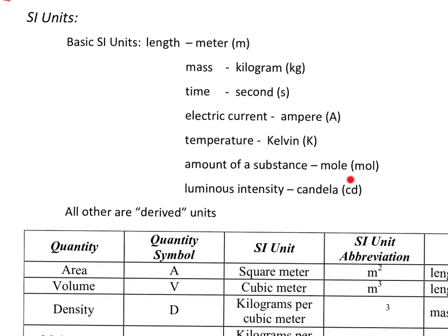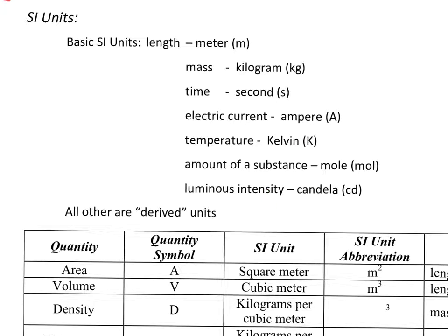Next is amount of substance. That's mole. And chemists are very lazy, so to abbreviate mole, they went with mol, so they don't have to write the E. This we're going to be using a lot in chemistry, but probably towards the end of first semester. Luminous intensity is a candela. And again, this is not one that you will really need to worry about. Even in AP chemistry or chemistry in college, you're not going to talk about candela very much. This is more of a physics unit when they talk about light. But just be familiar with all of them.